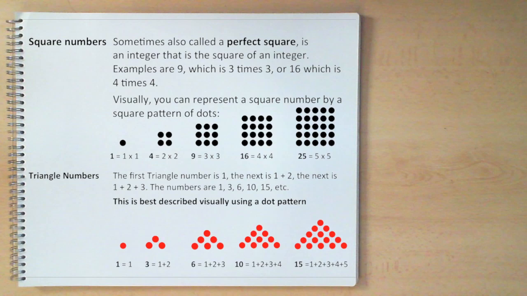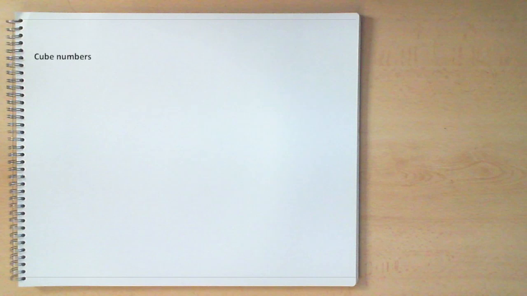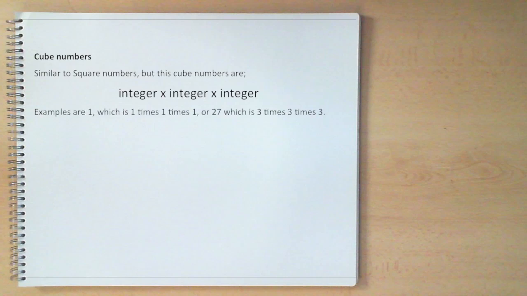The final one we're going to look at here is cube numbers. This is very similar to square numbers, but cube numbers are integer times integer times integer. So the easiest example is the number 1, which is 1 times 1 times 1, or 27, which is 3 times 3 times 3, and so on. As you can see there with the number 3, cubes get very big very quickly. 10 cubed, for example, is 1000.